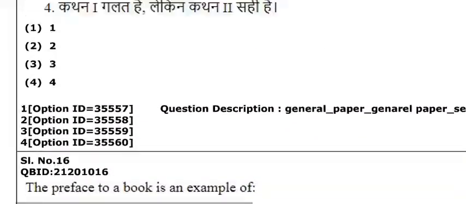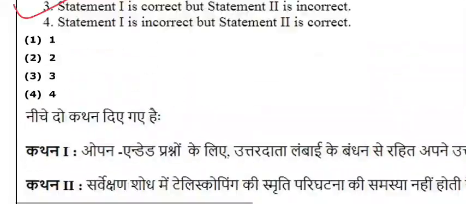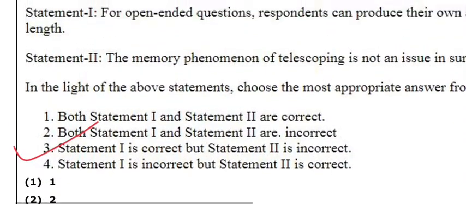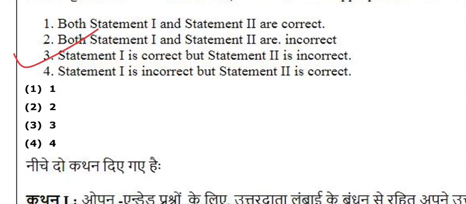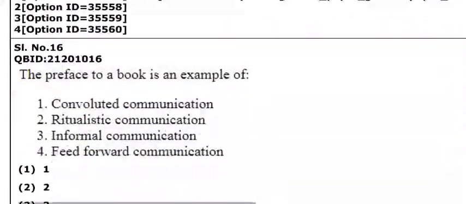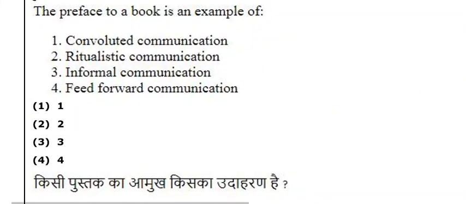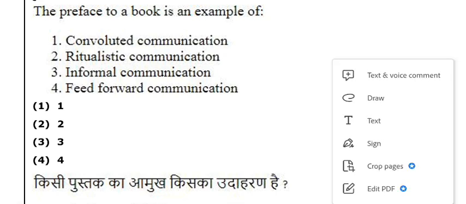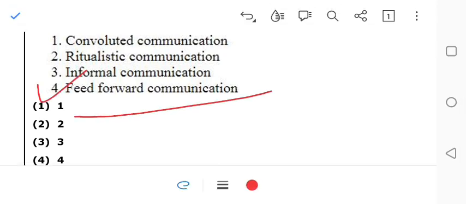Next question is 15. Yes, 15 is done. Now 16. It says the preface to a book is an example of what? Convoluted communication, ritualistic communication, informal communication, feed forward communication. It will be feed forward communication. Feed forward.